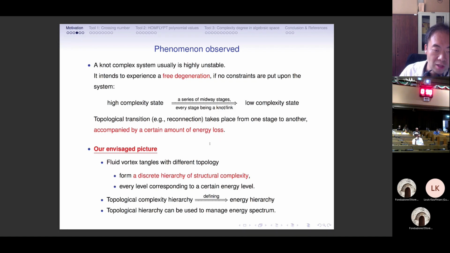So we have the following picture in our mind. Fluid vortex tangles with different topology form a discrete hierarchy of structural complexity, and every level corresponds to a certain energy level. So maybe, I just say maybe, we can use the topological complexity hierarchy to define an energy hierarchy, or to produce a one-to-one correspondence between this hierarchy and that spectrum. We can use the former to manage the latter.